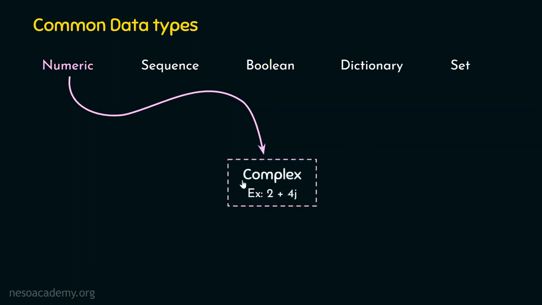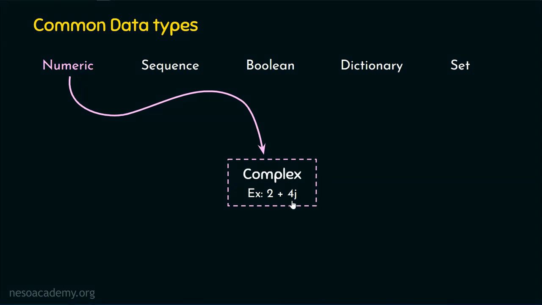And then we have complex numbers under the numeric data type. Complex numbers are represented as x plus yj form, where x is the real part and y is the imaginary part. For example, here we have 2 plus 4j, where 2 is the real part and 4 is the imaginary part.